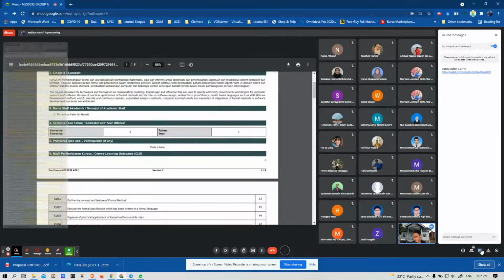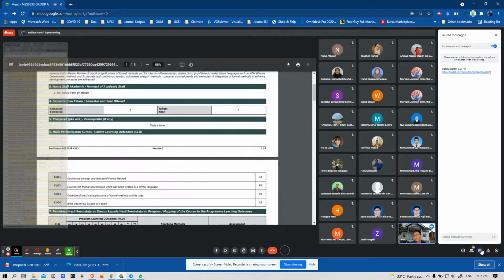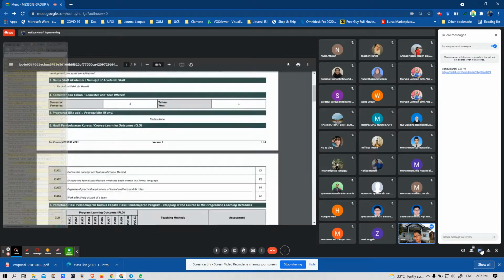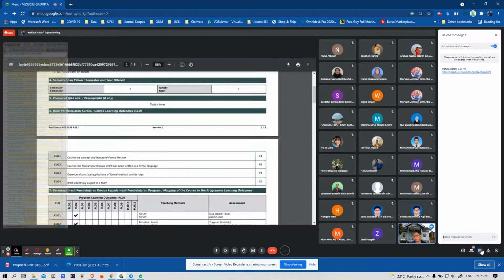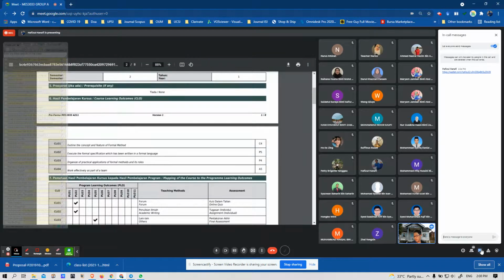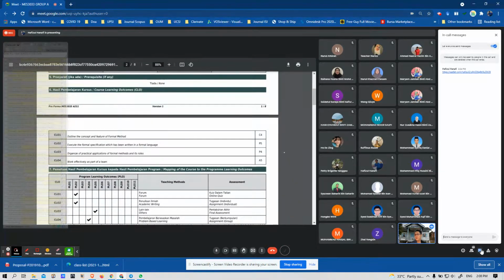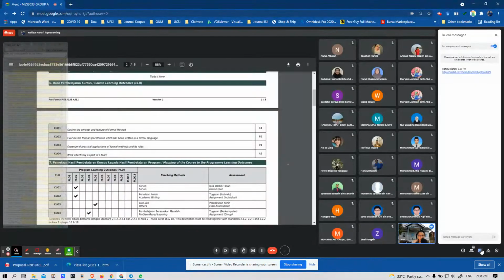Okay, we have four CLOs, which means that we have four assessments. Later I will explain. The first one is to outline the concept and features of formal method. For this one we have an online quiz. We do the online quiz in MyGuru, and I give you a certain time in MyGuru to answer the quiz. Later I will explain to you.